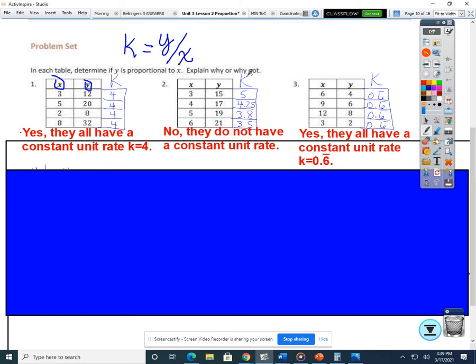For our second one, I did the same thing using my formula here of k is equal to y divided by x. For each entry in the table, I divided my y by my x, and in this case, each answer was something different. This told me that no, there was not any proportionality within this table because they do not have a constant unit rate.